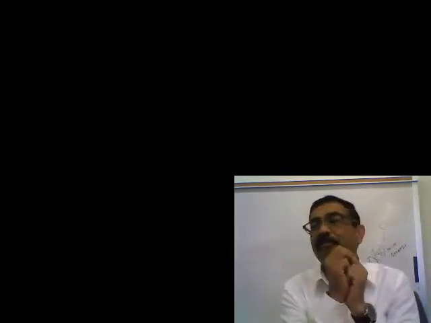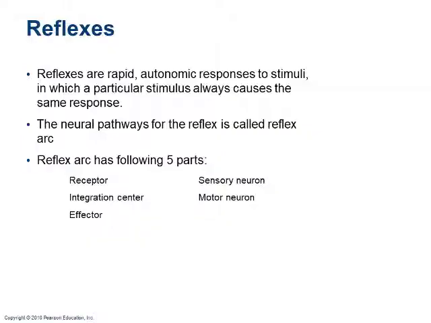Last thing, the reflex. The reflexes are rapid, autonomic responses to stimuli in which a particular stimulus always causes the same response. So here, this is the definition of a reflex. Now, three things are important in this definition. To be a reflex, three conditions must be met. How many? Three.